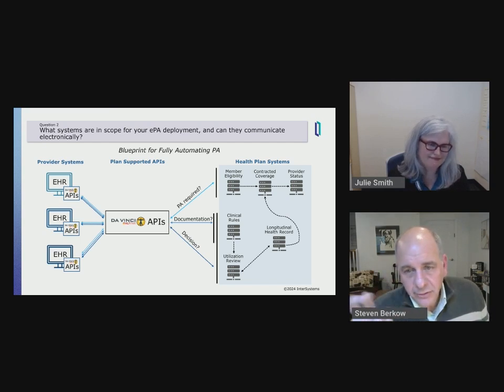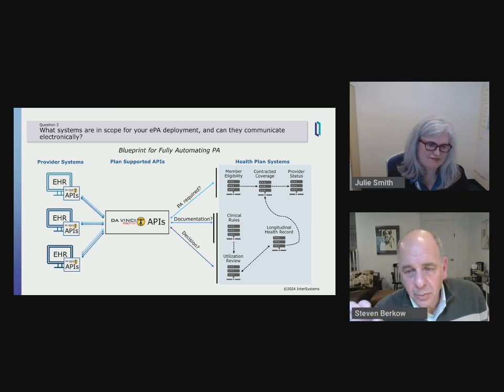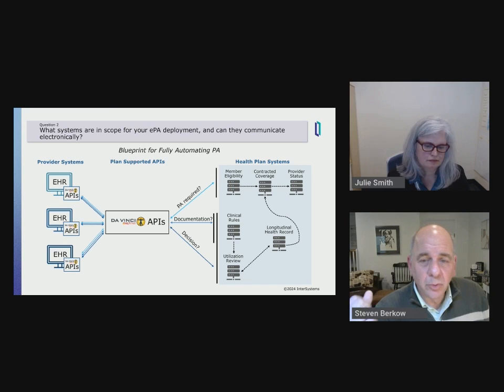So there are 3 larger system categories that I want to call out. When you're thinking about the systems running across the top, you should be thinking about the systems that are going to be touched to answer the question for an individual PA request: is a PA required? Member eligibility. Contracted coverage: what does the contract say? And obviously provider status, which historically wasn't as complicated, but with the profusion of providers who are being gold carded, how well are your systems capturing that? Is it in machine-readable language?